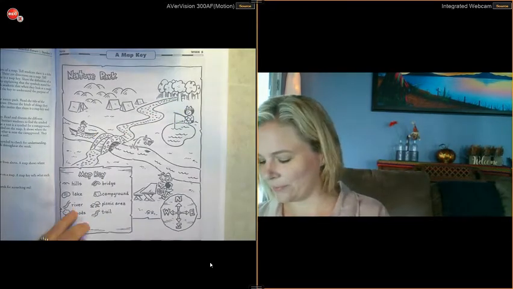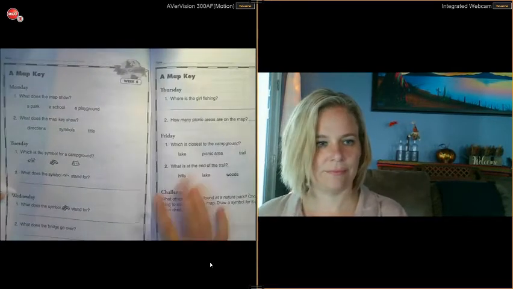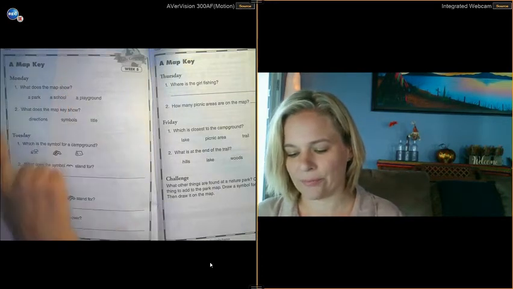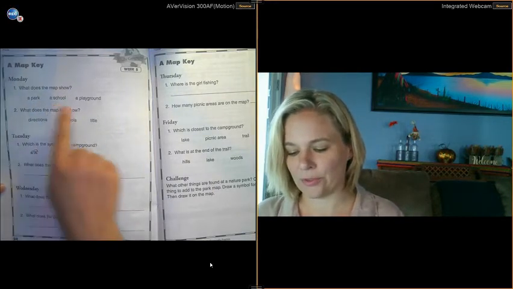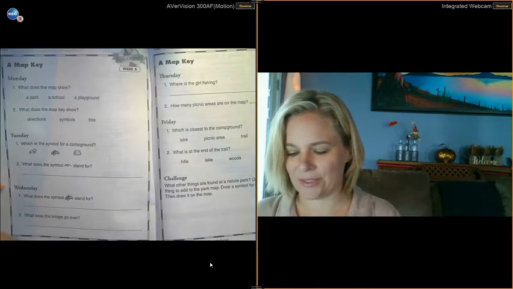Okay, let's take a look at our questions over here. Number 1. What does the map show? A park, a school, or a playground? Circle your answer. What does the map show? A park, a school, or a playground?